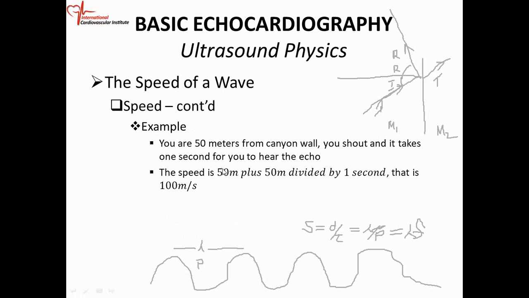So this is not 50. The total distance would be 50 plus 50, right? So this is 50 plus 50, which is 100, and you divide it by 1 second. So the speed would be 100 meters per second. All right. So as I said, we haven't discussed anything new. I just gave you this formula, which some of you probably have not seen before, but it's the same principle we're using.